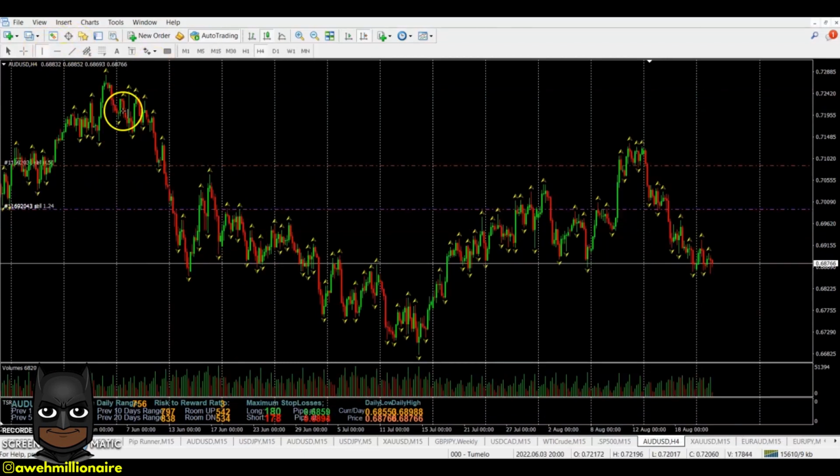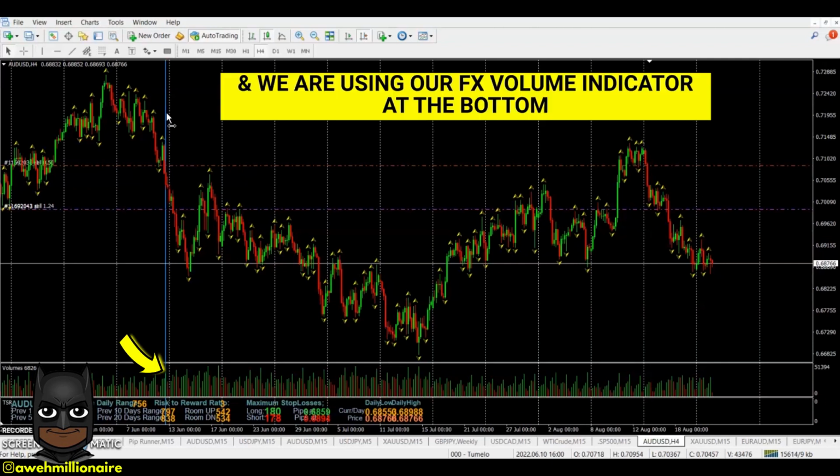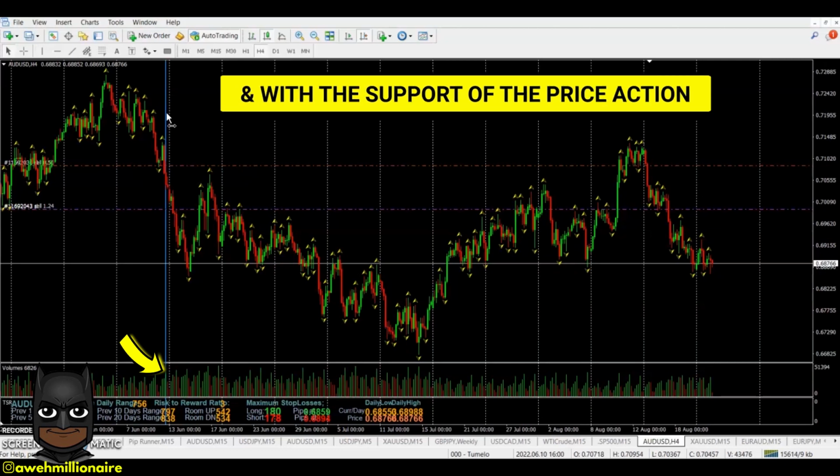So what you can see here is we have a level over here where price pushed down with high volume, and we are using our FX volume indicator at the bottom to show us wherever there is high volume and with the support of the price action to validate the volume that we see.